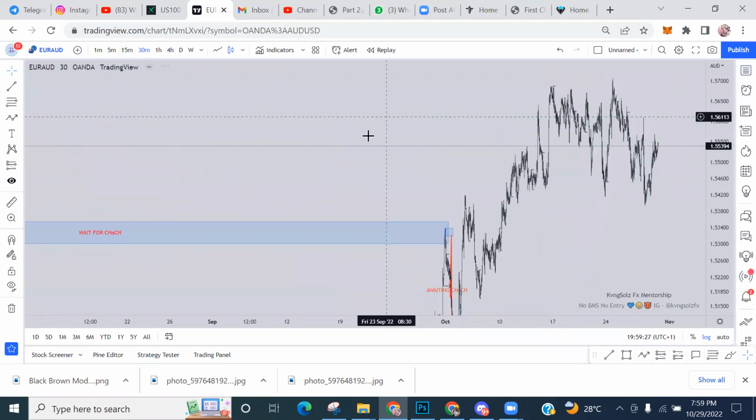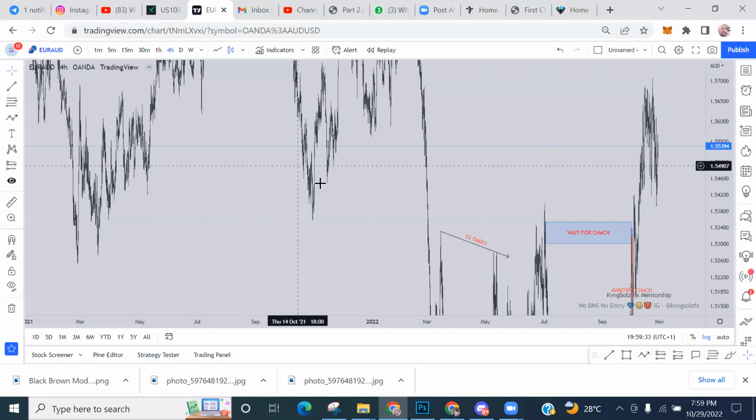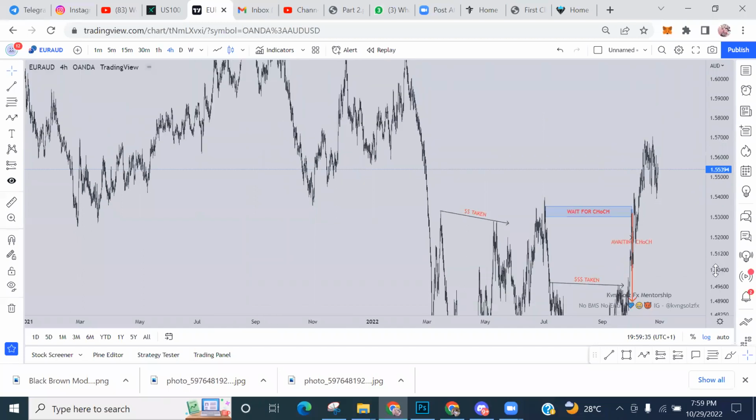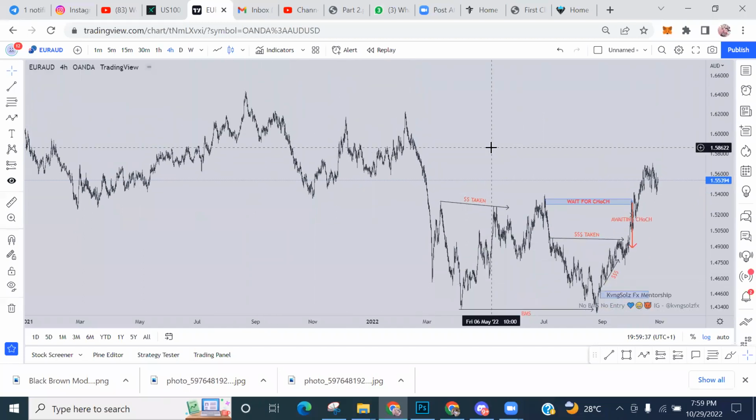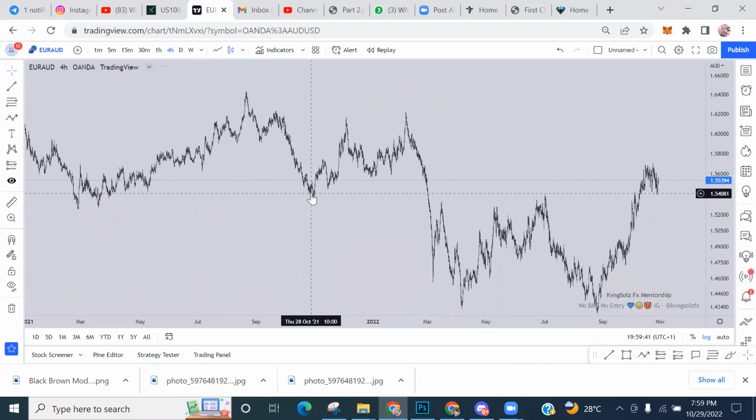Okay, so Euro AUD. First of all, top-down analysis. Go to my 4 hours time frame. I don't mind clearing up all these charts, so this is what I'll be doing: clear up all charts, remove all drawings, and boom.